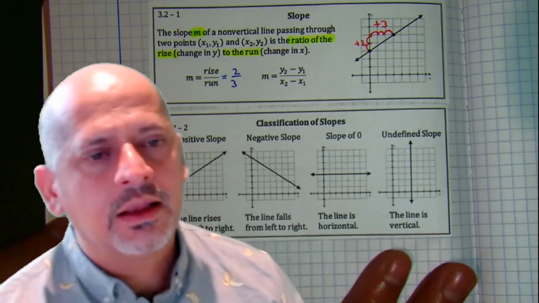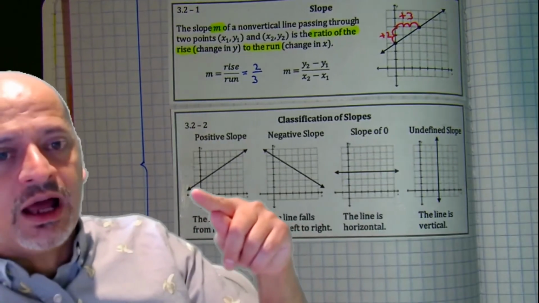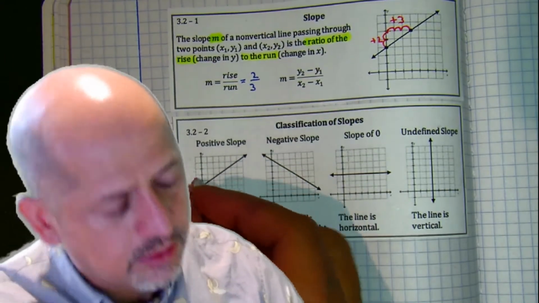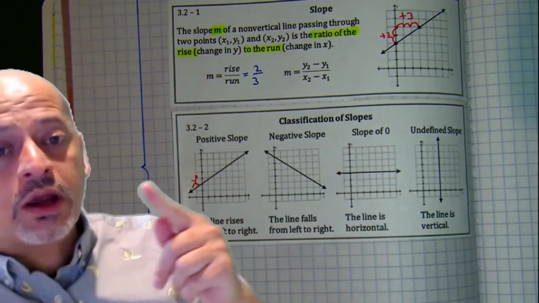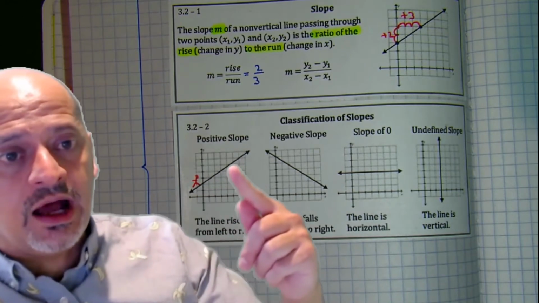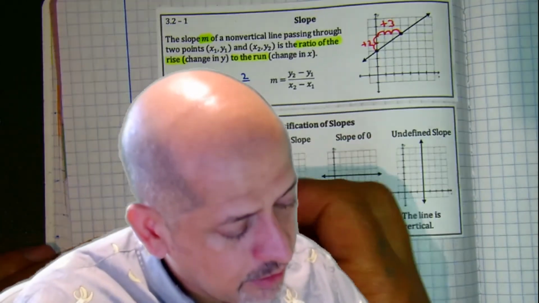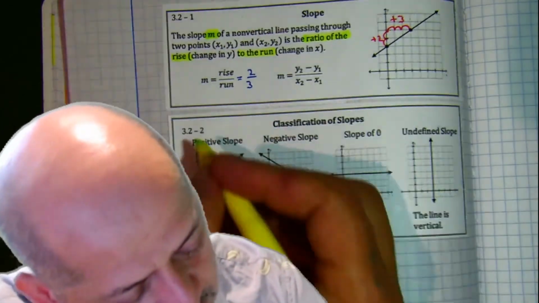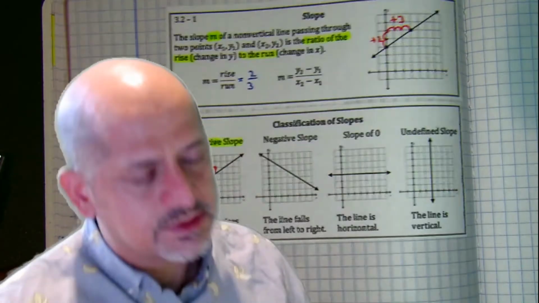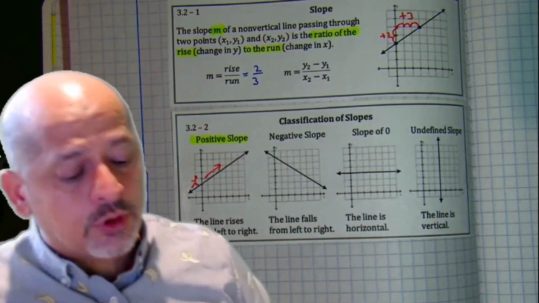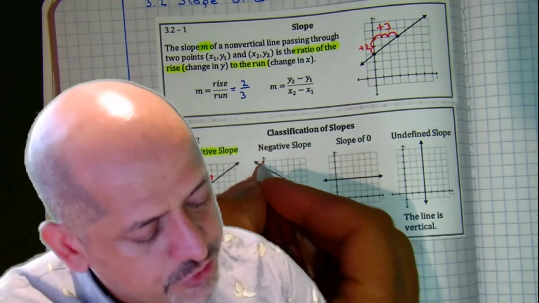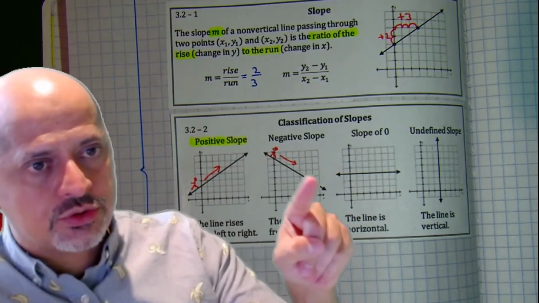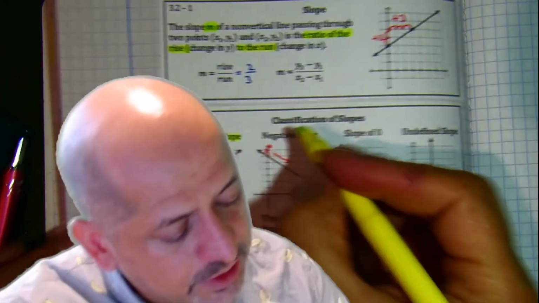So if you actually draw someone walking on the line, remember we're walking from left to right. If we are walking up, that's going to have a positive slope. Go ahead and highlight the word positive. Positive slope. If you are drawing someone and that person is walking down, that's going to be a negative slope.